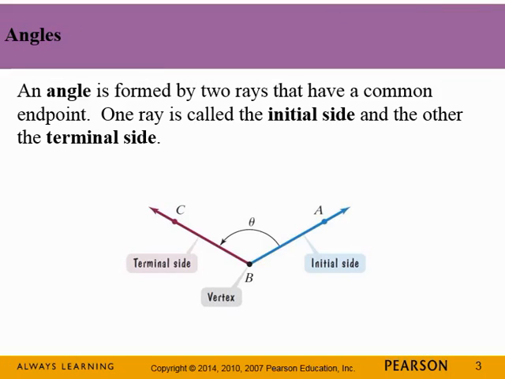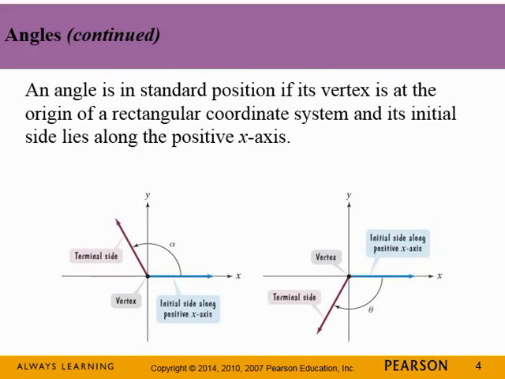So, we're going to go back a little bit and talk about angles. An angle is formed by two rays that have a common end point. One ray is called the initial side and the other is the terminal side. An angle is in standard position if its vertex is at the origin of a rectangular coordinate system. So your endpoint is at your origin, or 0, 0, and its initial side lies along the x-axis.